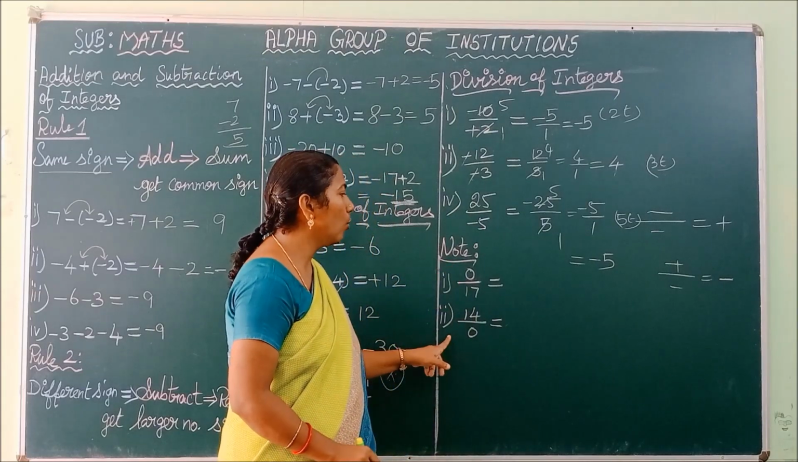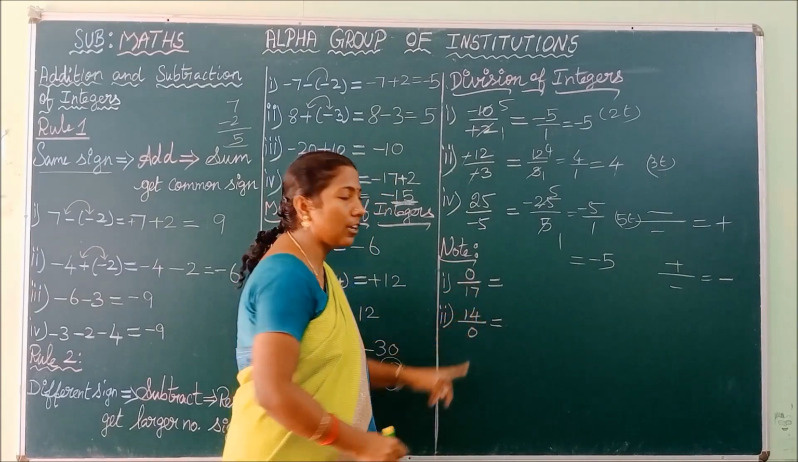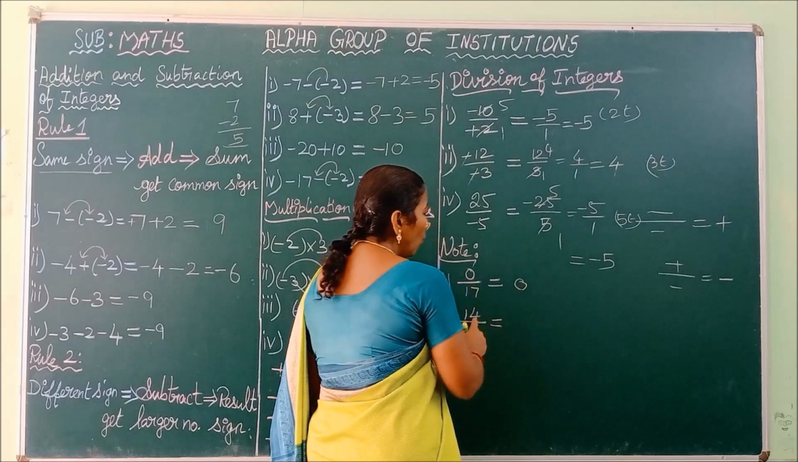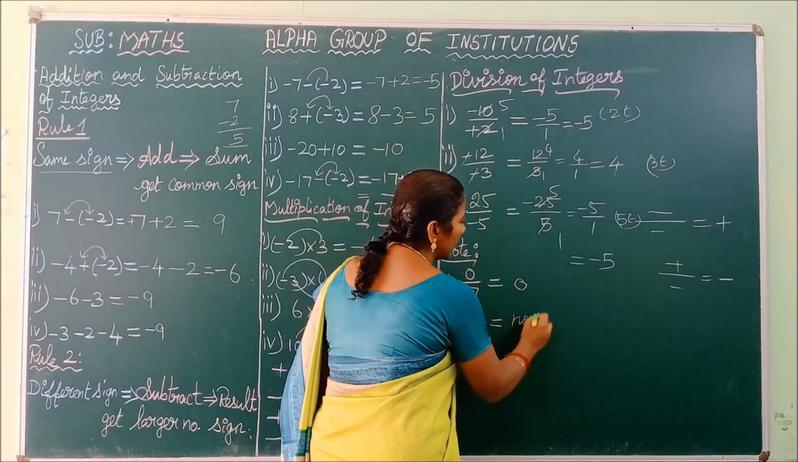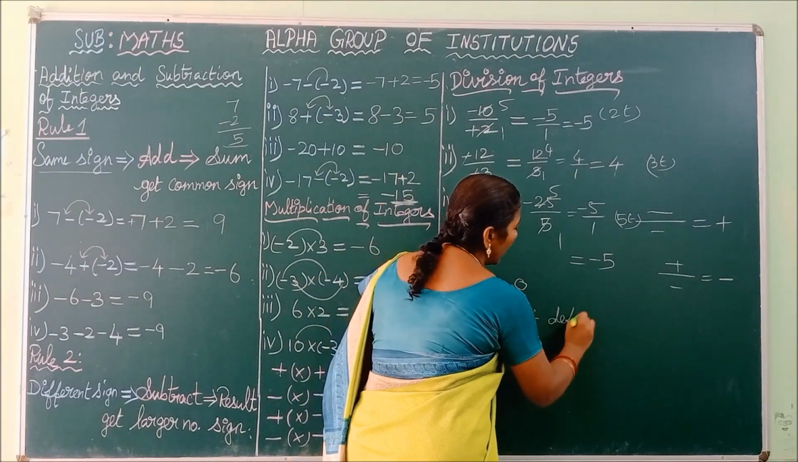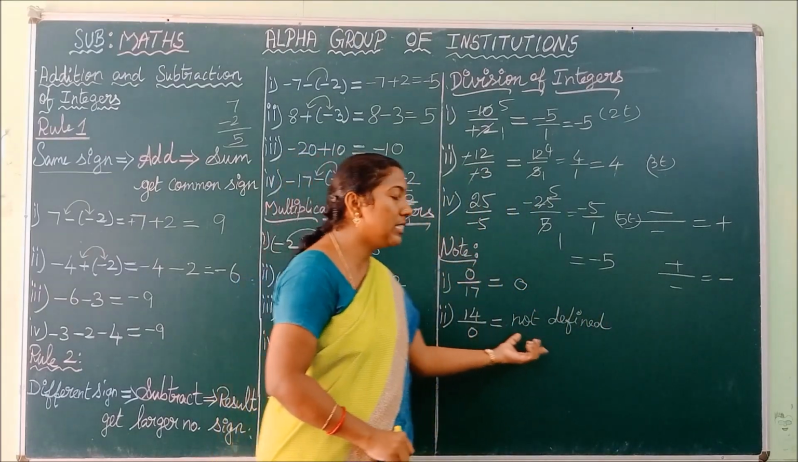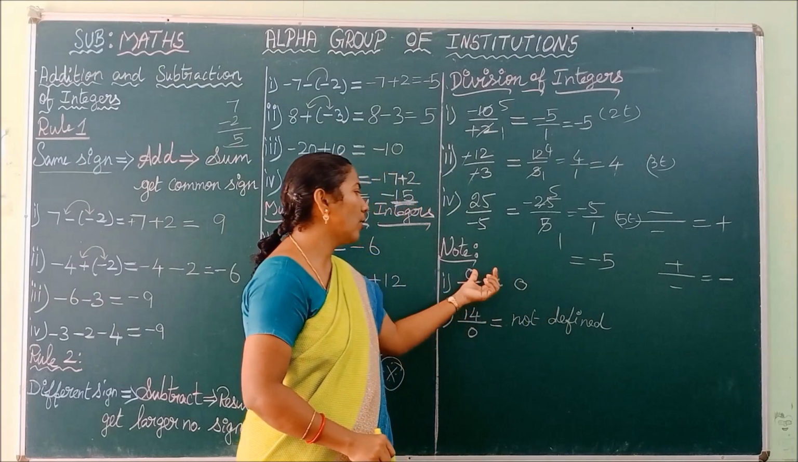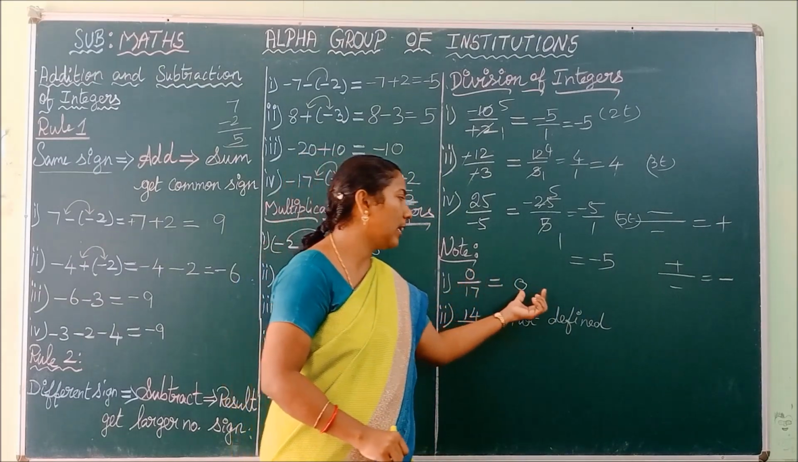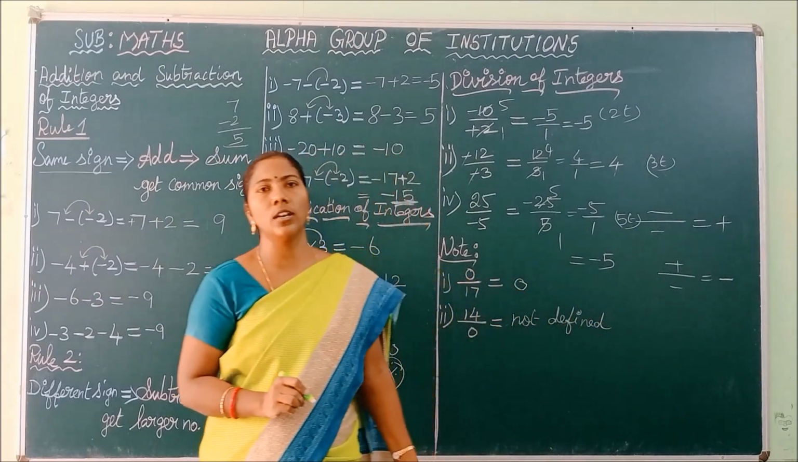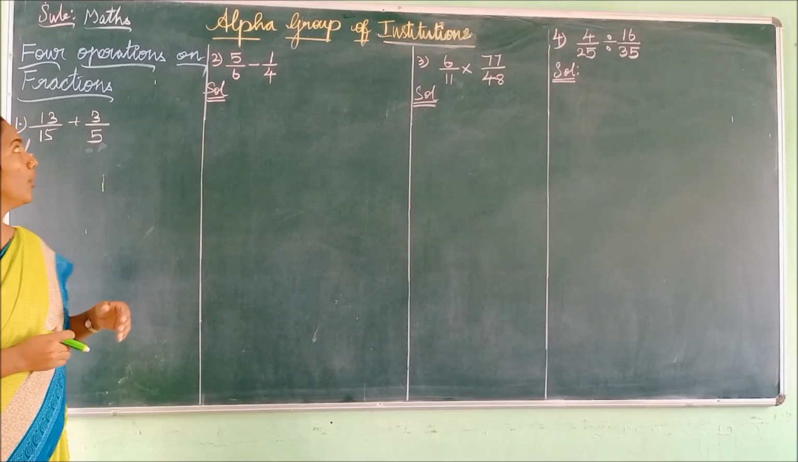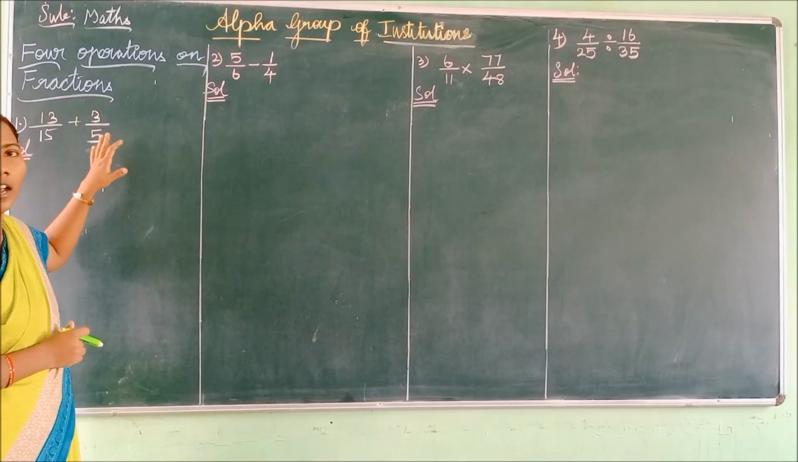And next we have the note: 0 by 17. What is your answer? 0. 14 by 0. What is its answer? Not defined. If any fraction contains 0 as its denominator, it is not defined. In case you have 0 as the numerator, you have to write the answer 0. Do you understand, children?